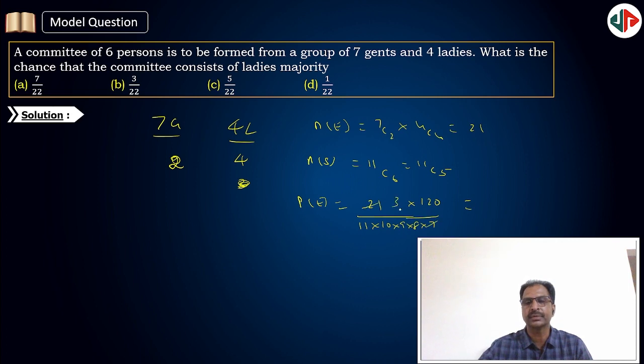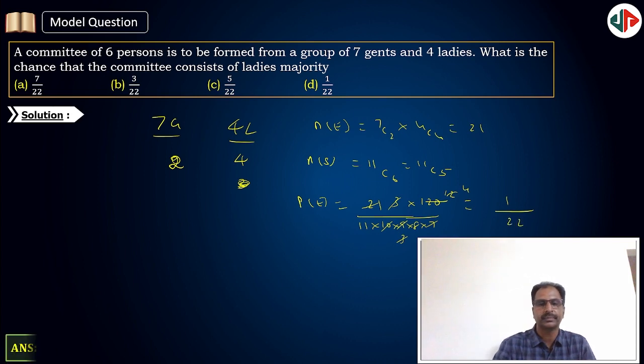Simplify this. 7 3 times, 10 12 times, 3 3 times, 3 4 times, 4 2 times. So 1 by 22. Option B.